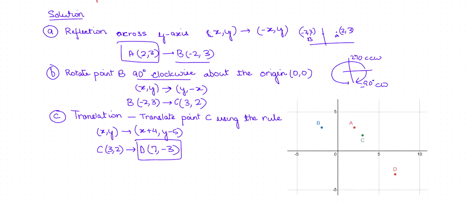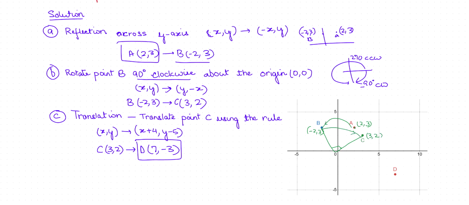We can see here that we started with (2, 3), which was point A, then reflected over the y-axis. So it moved to B, which was (-2, 3). Then rotate point B 90 degrees clockwise. We can see this is 90 degrees clockwise, and it changed to (3, 2). It moved clockwise 90 degrees.